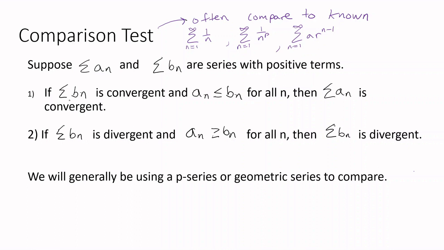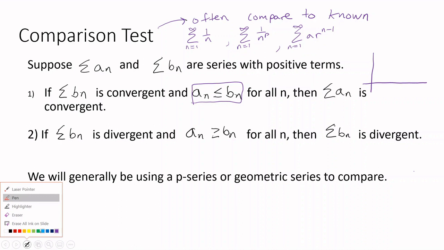positive terms. If B sub n is convergent and is on top of A sub n for all n, then that forces A sub n to be convergent. So what is the picture here of this? Sometimes it's easier to write this as pictures. So let's do B sub n in blue.